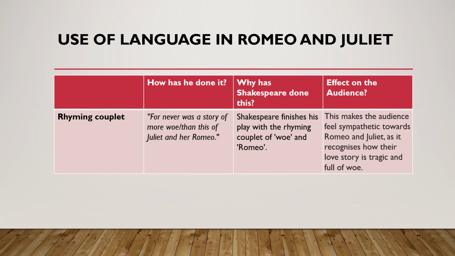We've got rhyming couplets. "For never was a story of more woe than this of Juliet and her Romeo." So Shakespeare finishes his play with the rhyming couplet of woe and Romeo. Woe meaning sadness, remember. So this makes the audience feel sympathetic towards Romeo and Juliet, as it recognises how their love story is tragic and full of sadness.